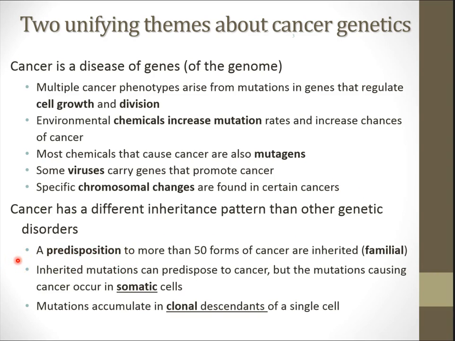Lastly, in terms of inheritance patterns, one can inherit a predisposition to more than 50 forms of cancer that we consider to be inherited or familial. These are usually referred to as cancer syndromes. Also, inherited mutations usually predispose someone to cancer, but the mutations that actually cause the tumor occur in the somatic cells. And it is the mutations in these somatic cells that accumulate in clonal descendants of a single cell.